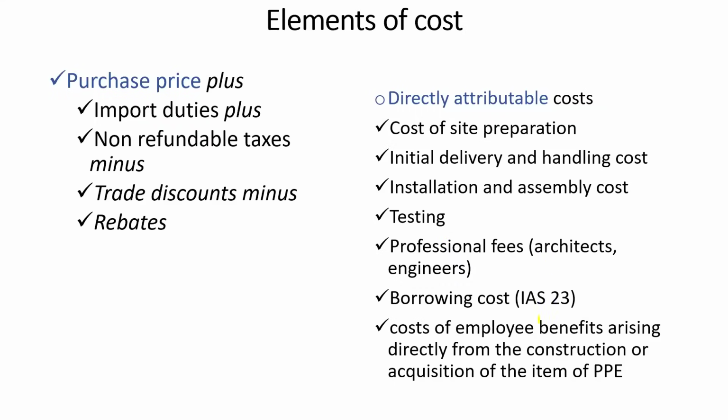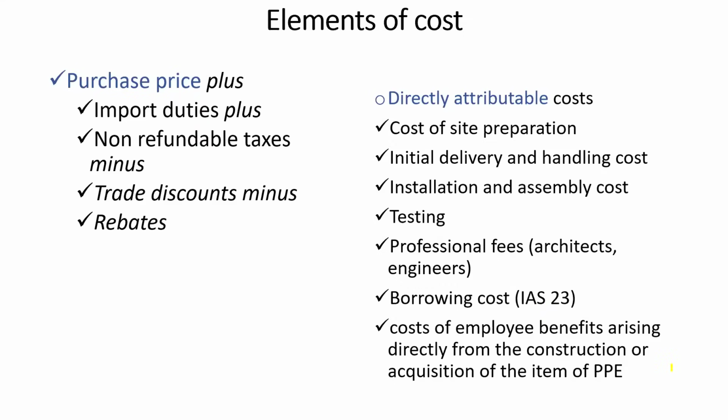Borrowing costs, and this is covered by IAS 23. When you go through IAS 16, it doesn't really give you guidelines as far as borrowing cost is concerned. It rather refers you to IAS 23. Borrowing cost simply means that if you borrowed an amount of money to construct the asset, or to purchase the asset, the interest on that loan should be capitalized. I have to add it to the cost of the item of PPE. So that's about borrowing cost.